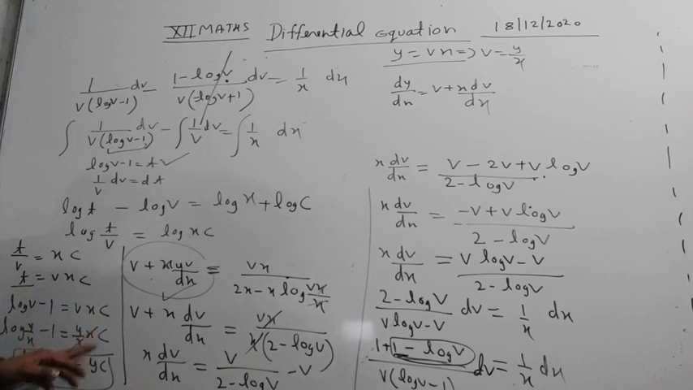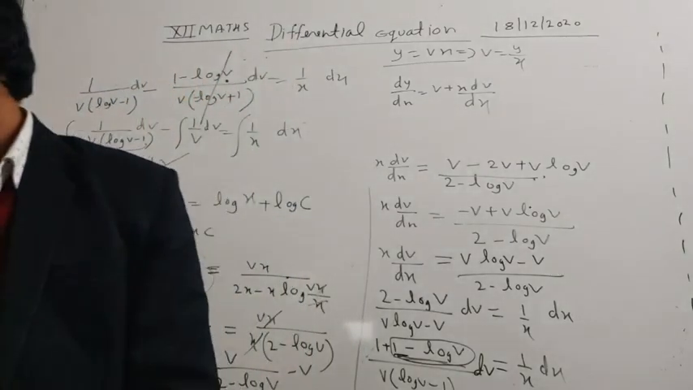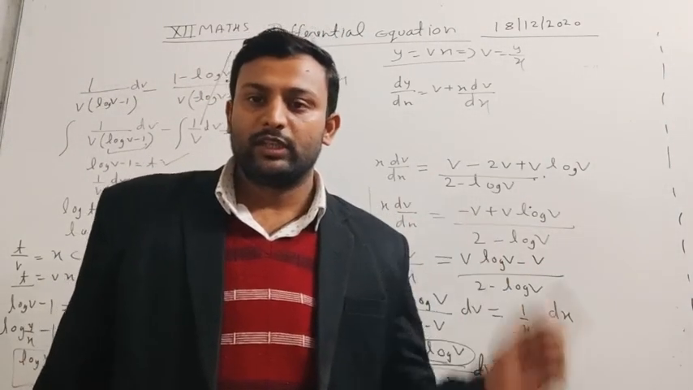So x and x will reduce from here, we get yc is equal to log y by x minus 1. This will be our required solution of the differential equation. I hope you understand, students. This is the type of homogeneous differential equation.